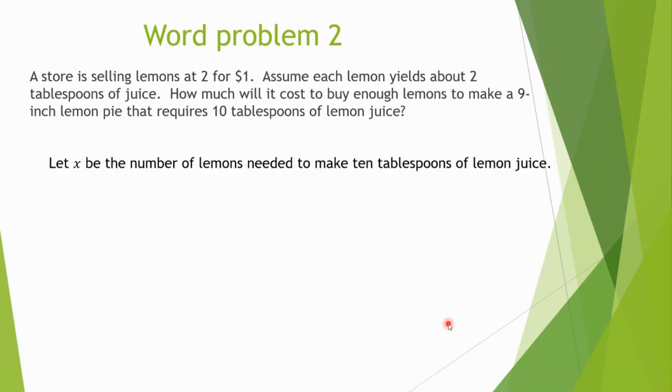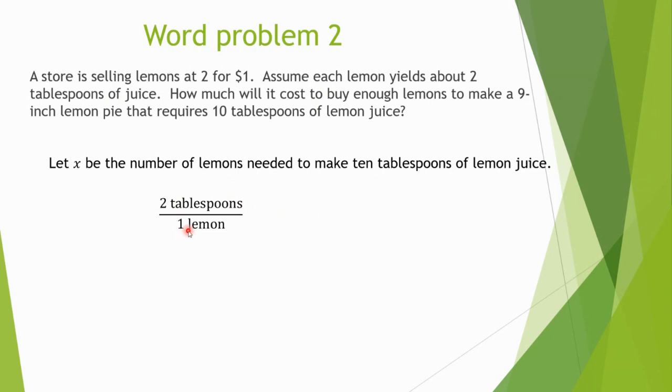So what I'm going to do first is get the number of lemons. I'm going to call that X. So X is how many lemons we need to make 10 tablespoons of lemon juice. And we have a rate that can help us with that. We're told that each lemon gives 2 tablespoons of lemon juice. So I wrote that rate this way: 2 tablespoons we get from 1 lemon.